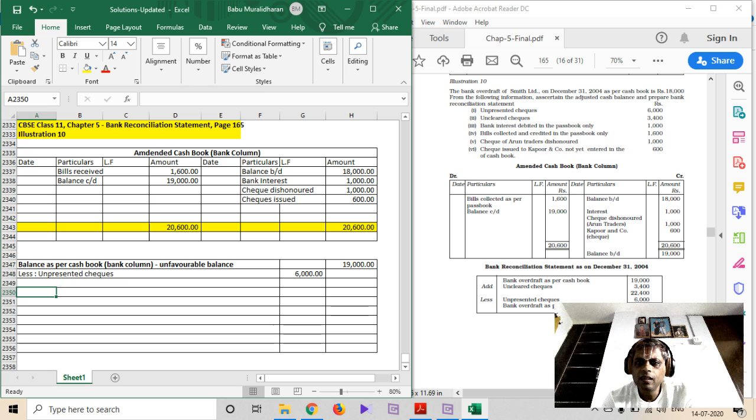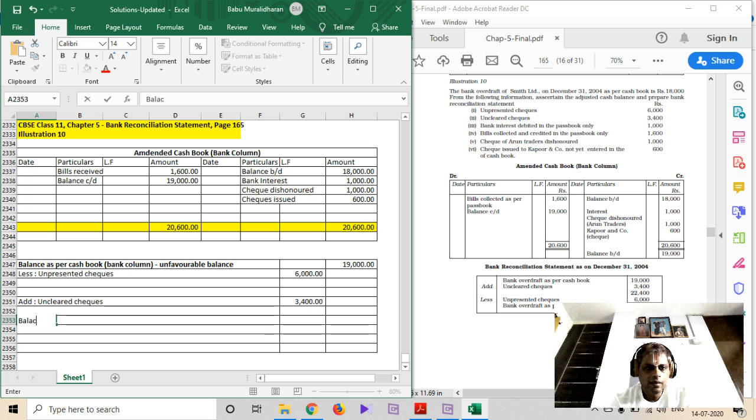Then uncleared checks, which are the checks we have deposited in the bank, but that are still not cleared, right? So add uncleared checks. Students, please understand that we are starting from the overdraft balance or unfavorable balance. That is the reason for this treatment, right? Then bank interest debited in the passbook, bills collected and credited in the passbook, check of Arun Traders, checks issued to Kapoor and Company not entered into the cash book. I think only these two adjustments remain, right?